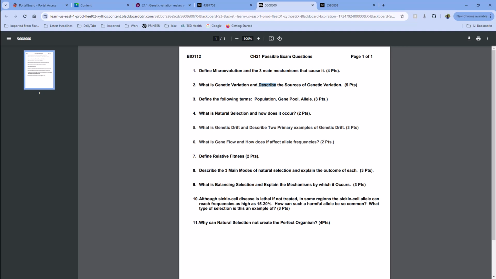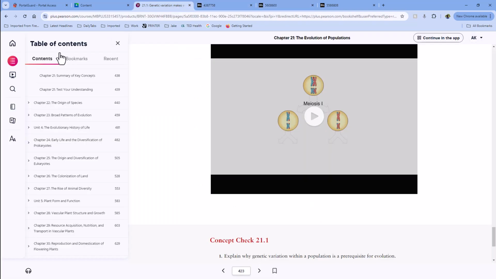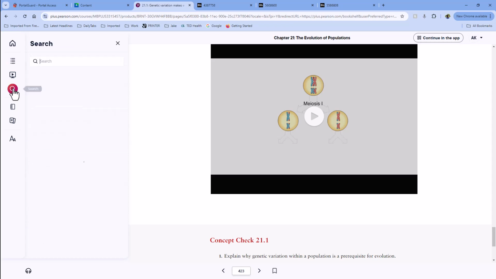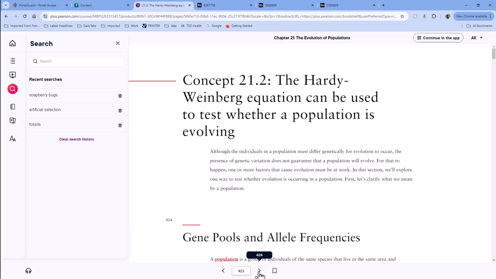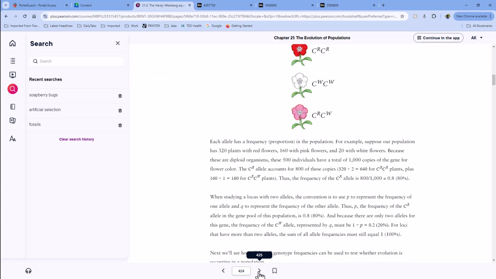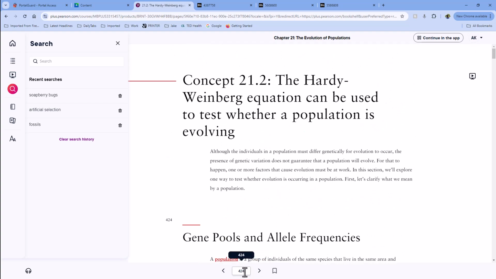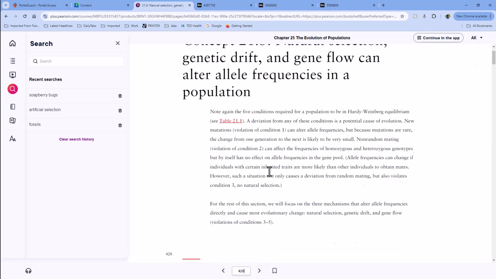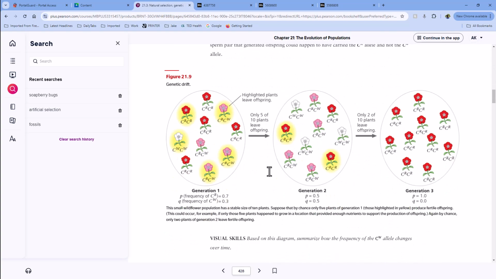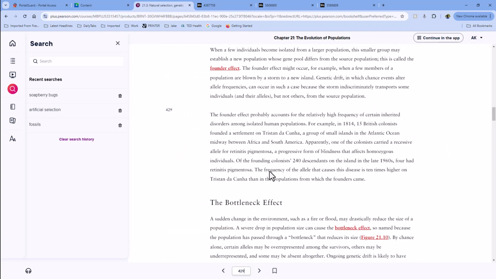What is genetic drift and describe? And what are two primary examples? That was our bottleneck effect and the founder effect. So again, if you want to put that in, and that's on what, page 428. So we'll go to 428. And here you get into natural selection, genetic drift, founder effect.